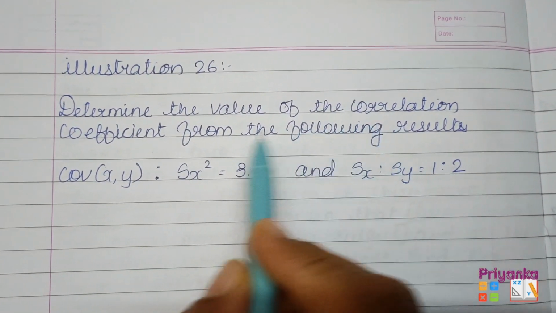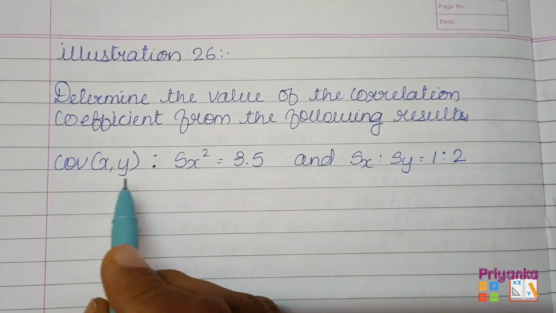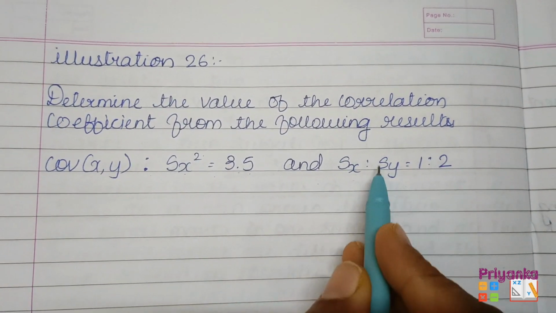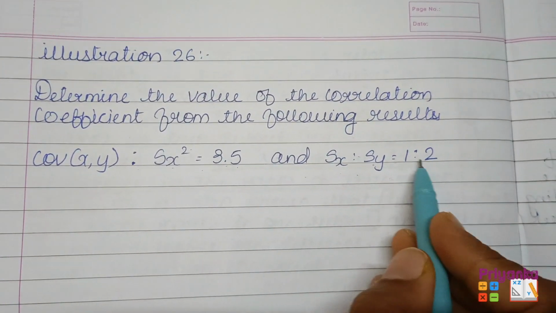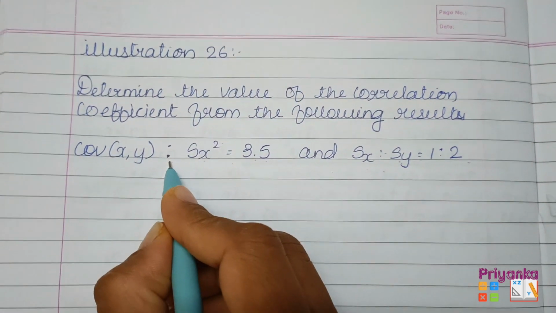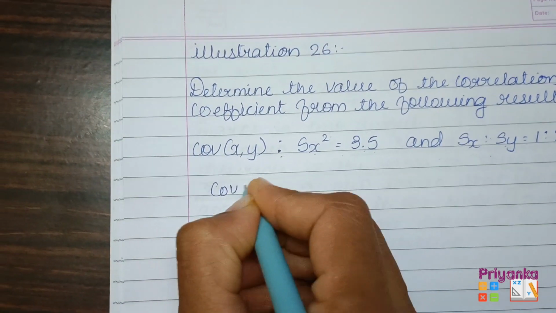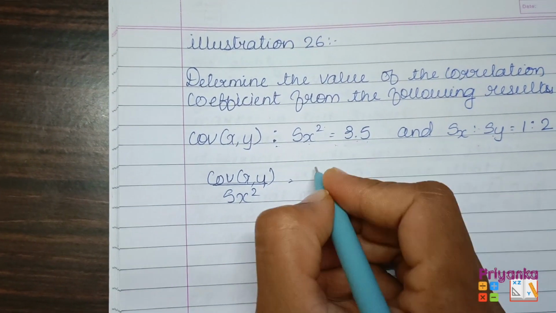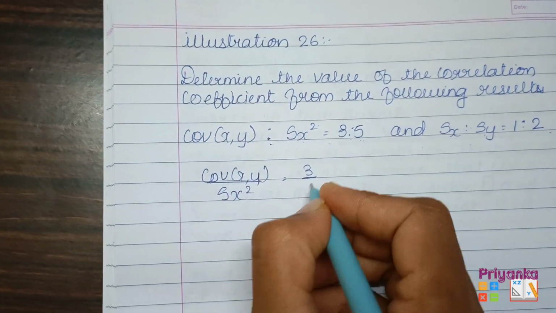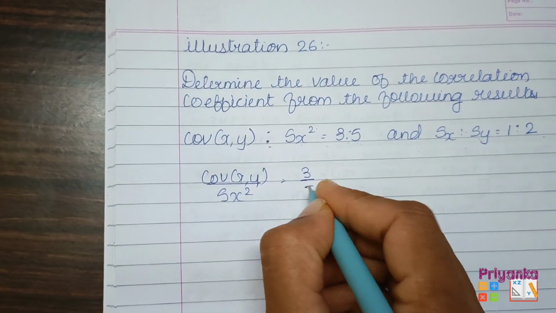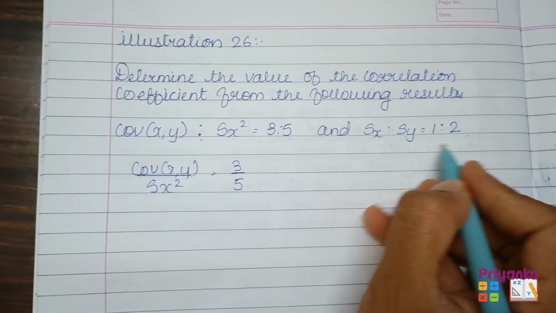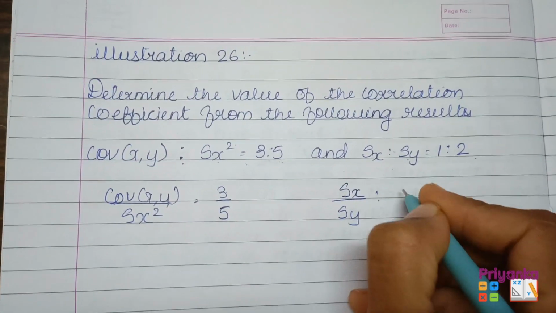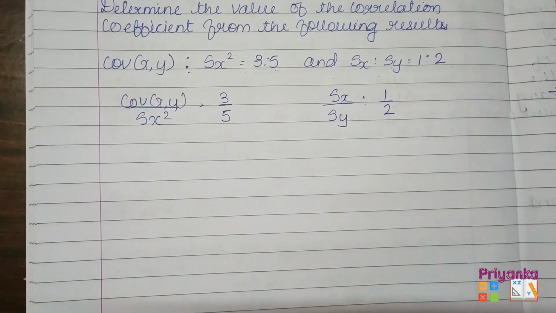Determine the value of the correlation coefficient from the following result: covariance xy to sx square is equal to 3:5, and sx to sy is equal to 1:2. Now when the ratio sign is given, we keep covariance xy upon sx square, and here the 3 to 5, so we keep 3 at the top and 5 at the bottom. In the same way, sx upon sy is 1 to 2. This is exactly the equation.